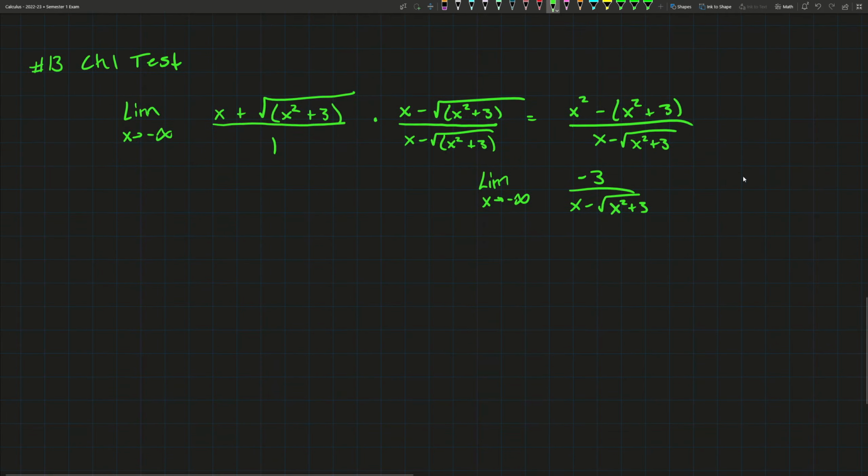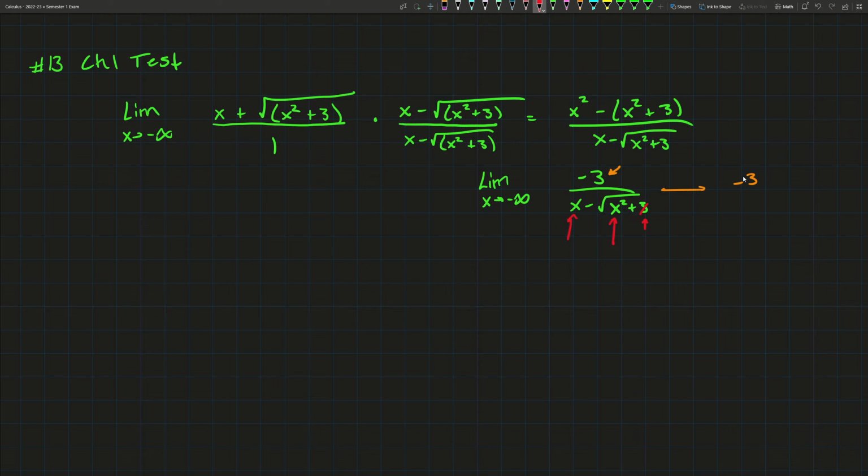This top part is staying -3. So no matter what, that's -3. The bottom part, this is -infinity. We're plugging in a really big negative number. We're also plugging it in here. And when we plug in a really big negative number, squaring it becomes a really big positive number. This 3 right here doesn't matter in the long run because it's just a constant.